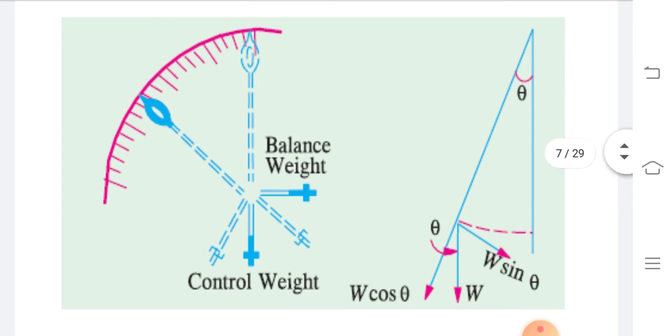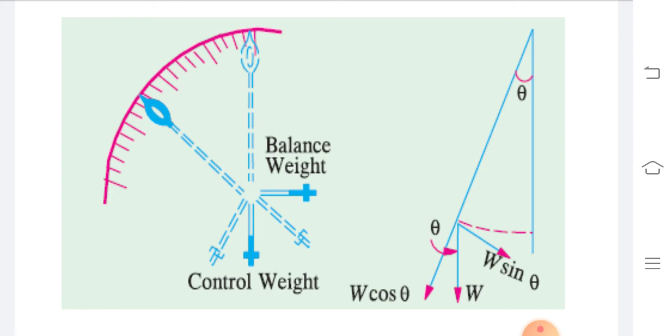But the balancing weight tries to restore the pointer to its original position, whose component is W sin theta. Hence, the controlling torque is given by the product of W sin theta and L, which is WL sin theta, where W is the balance weight and L represents the length.